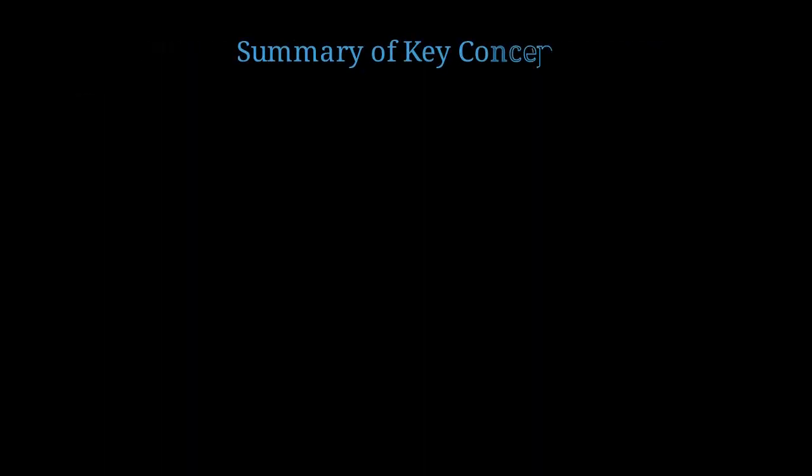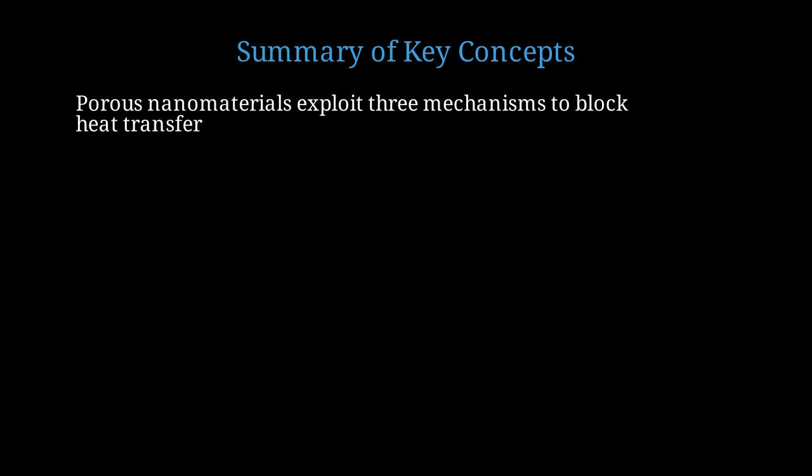Let me summarize the key concepts we have covered in this lecture. Porous nanomaterials exploit 3 mechanisms to block heat transfer. They minimize conduction by maximizing air content. They eliminate convection through the Knudsen effect. They scatter infrared radiation through nanostructure.